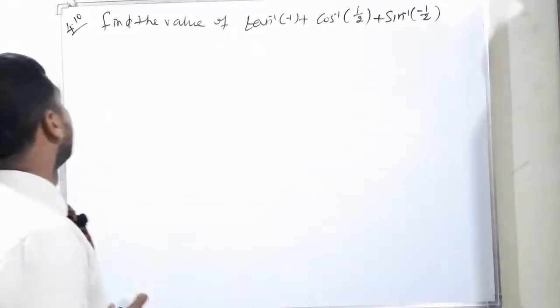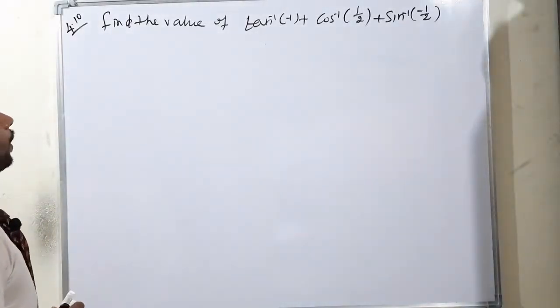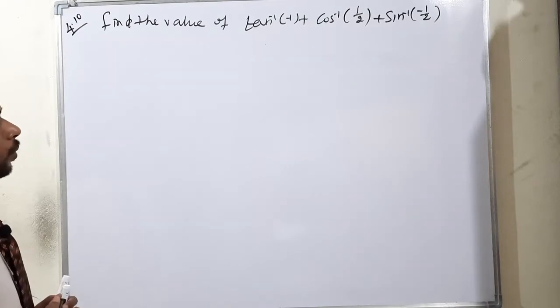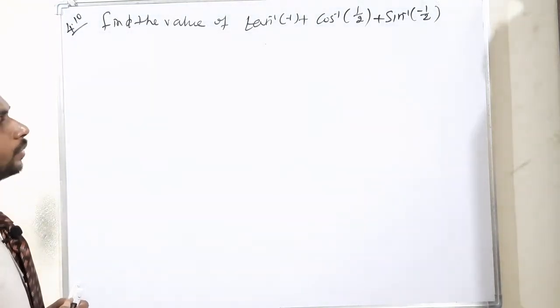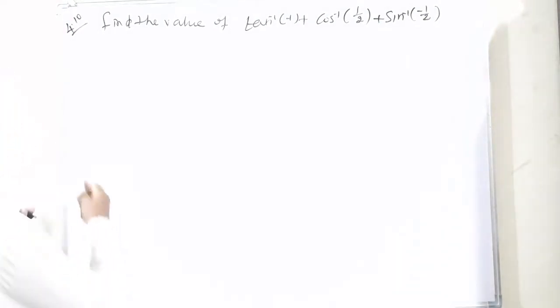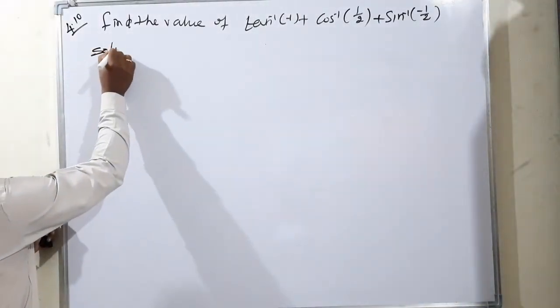In this conversation, we are going to continue with examples and related exercise 4.3. Now I'm moving to example 4.10. What is the question? Find the value of tan inverse of minus 1 plus cos inverse of positive 1 by 2 plus sin inverse of minus 1 by 2. So, one by one solution.